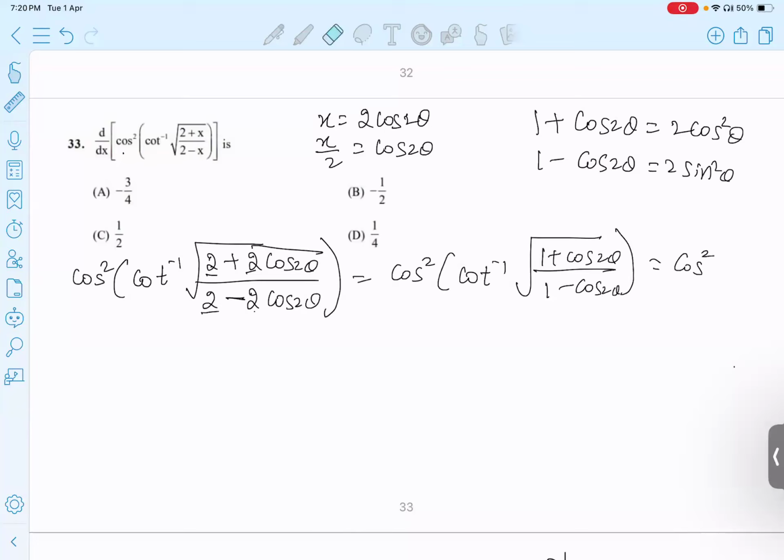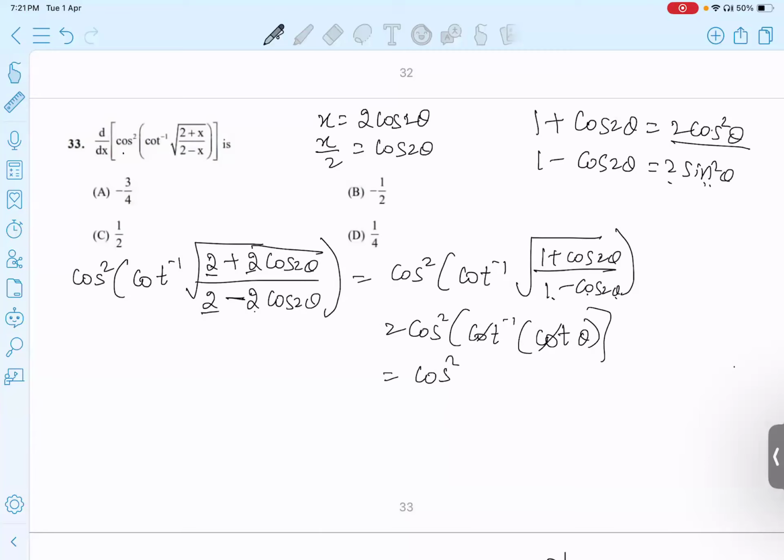So this is nothing but cos square of cot inverse. 1 plus cos 2 theta is 2 cos square theta. 1 minus cos 2 theta is 2 sin square. 2 will be cancelled. We'll get cos square by sin square, which is cot square. Root cot square is cot theta. Now, as I told you, cot inverse and cot will be eliminated. We'll get only cos square theta.